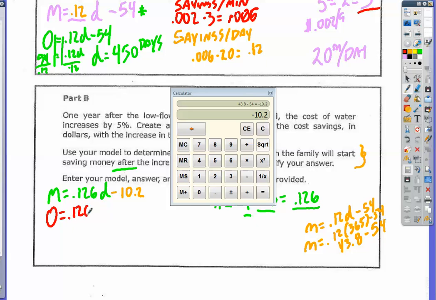And so now it's just like the previous problem. Ultimately, what I'm going to be doing is dividing 10.2 by 0.126. And so D is equal to 80.95. I'm going to round that to 81 days.